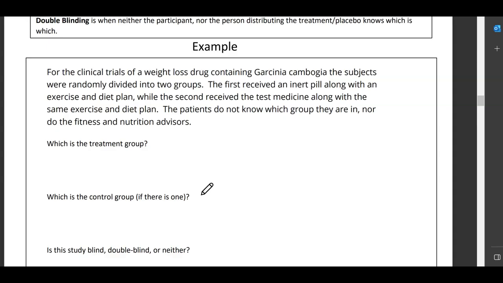So that minimizes that confounding variable set. One got an inert pill, that's the placebo, and one got the test medicine. So the control group would be the inert pill group. The treatment is the test medicine group.